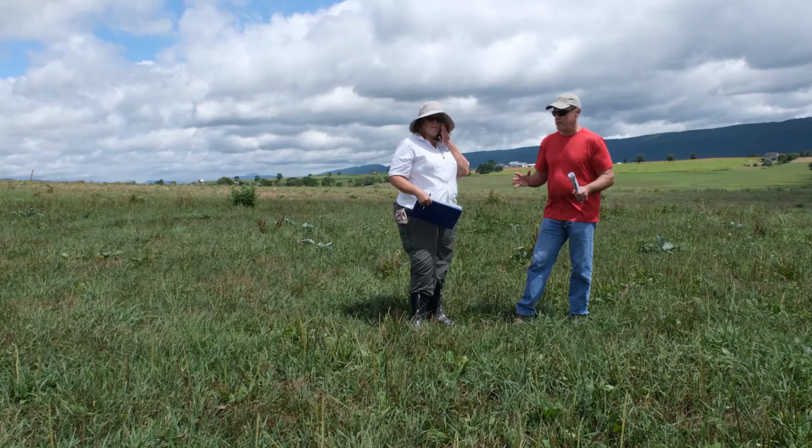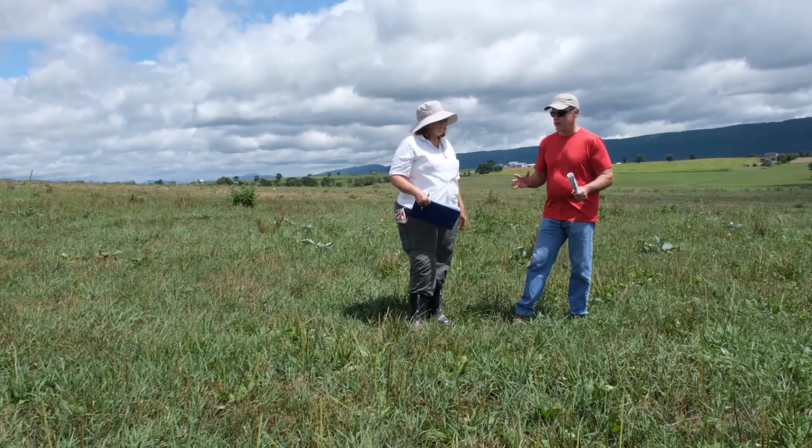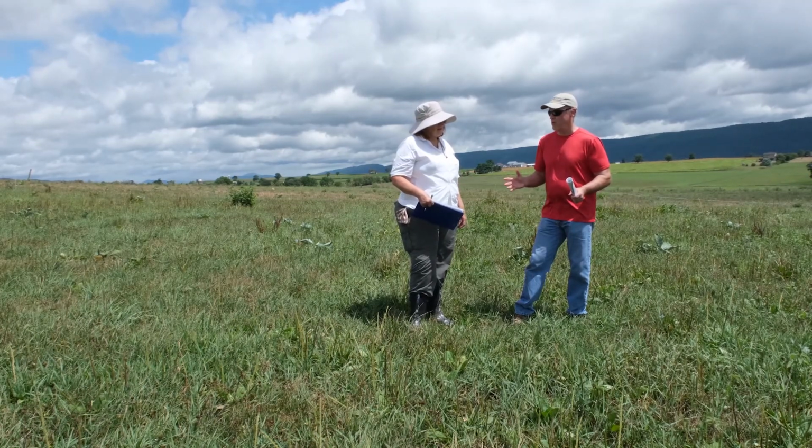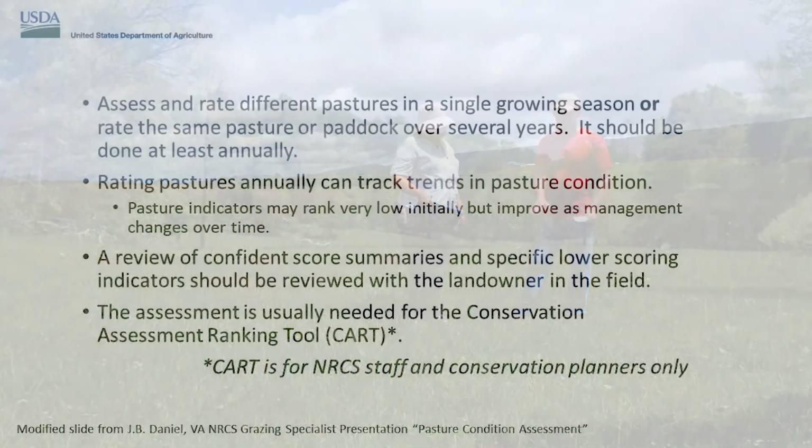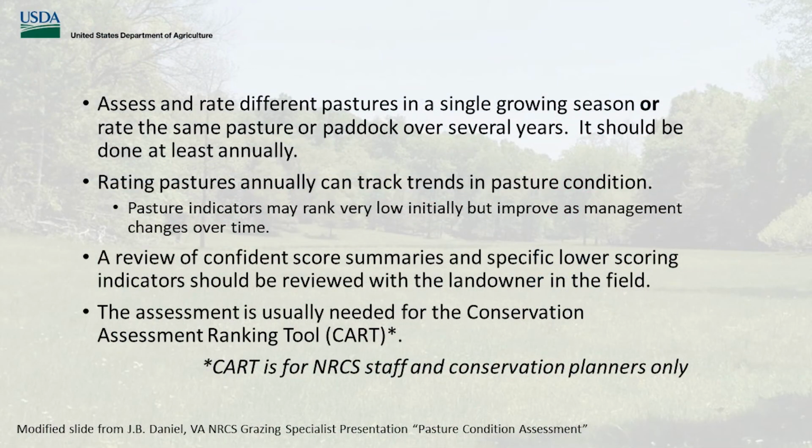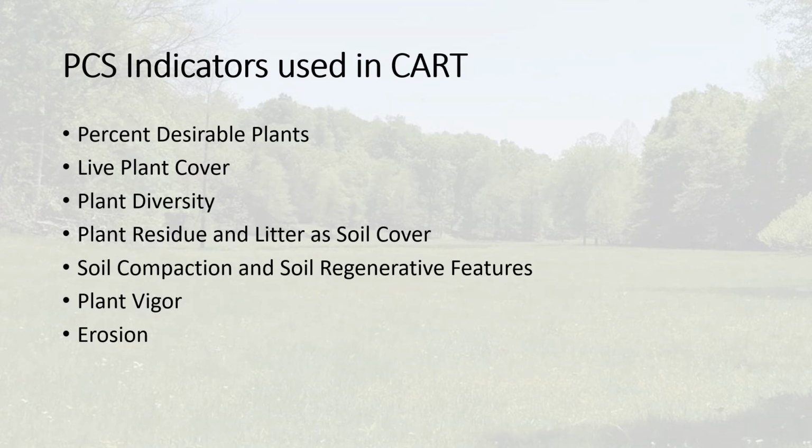Those working for the NRCS should note that this assessment is usually needed for the Conservation Assessment Ranking Tool, or CART. The list of PCS indicators that are presently being used in CART include percent desirable plants, live plant cover, plant diversity, plant residue and litter as soil cover, soil compaction and soil regenerative features, plant vigor, and erosion.